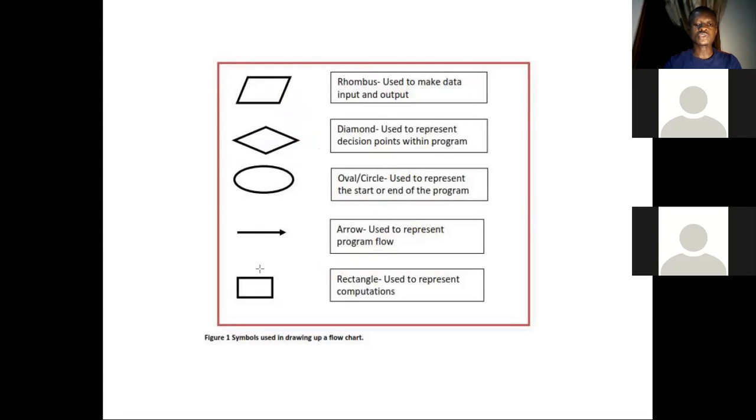So we also have the rectangle. The rectangle is used to represent computations. In other words, if you want to carry out some kind of process, if you want something to be done. Of course, the oval shape is used to represent the start and end of the program. So we start the program with the oval shape. We make inputs or outputs by using the rhombus shape. The decisions are made by using the diamond shape, and then we are good to go.